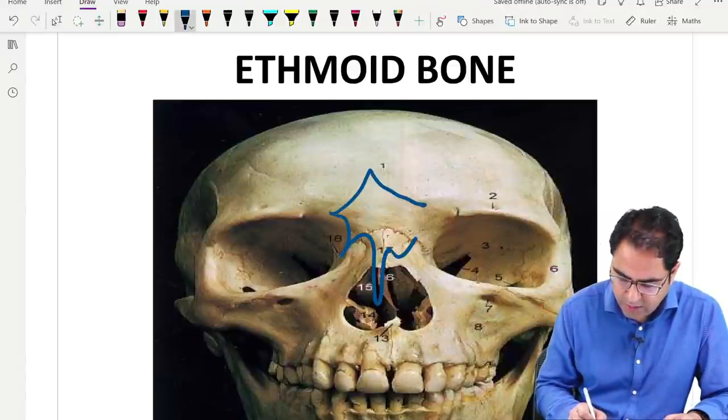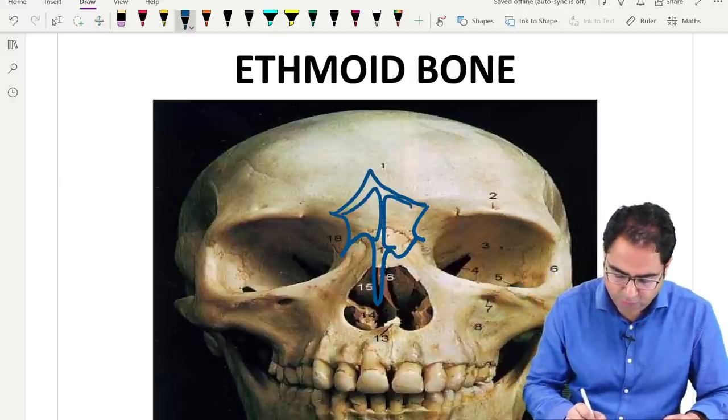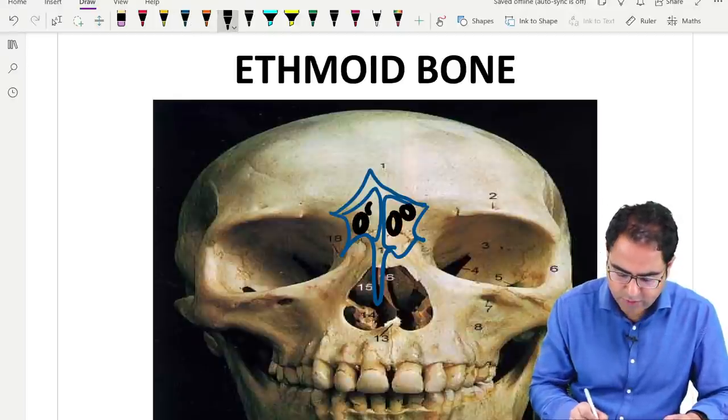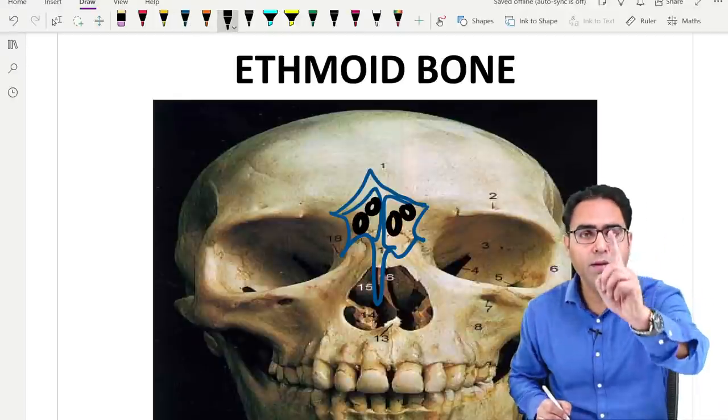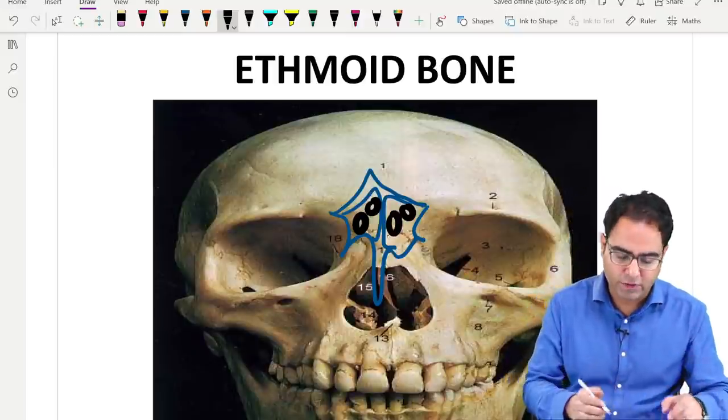Ethmoid bone is a single bone in your body between the two orbits, beta. There are 2 halves of the ethmoid bone, and these 2 halves have got some cells which are called ethmoid cells. So, a single bone in the body between the two orbits, and that contains the ethmoid air cells.